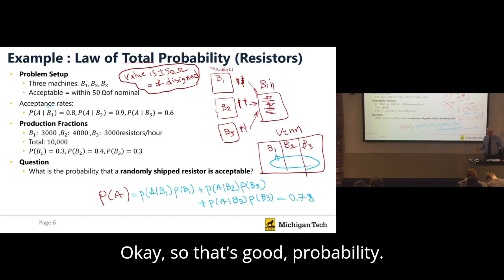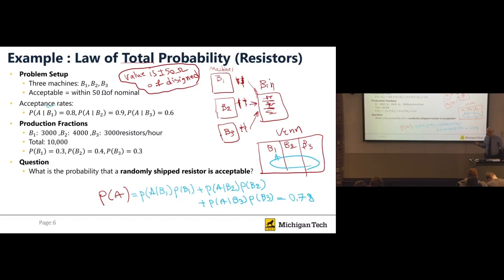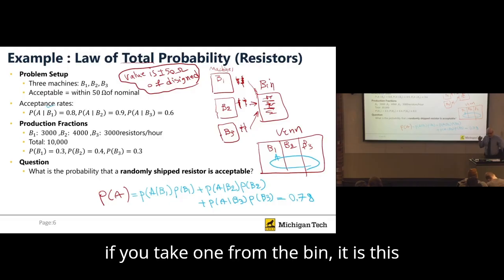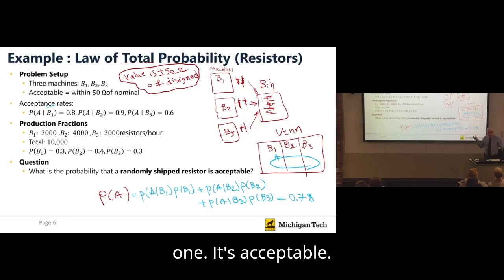Okay, so that's a good probability, 78%. If you take one from the bin, it is a good one. It's acceptable. Good job.